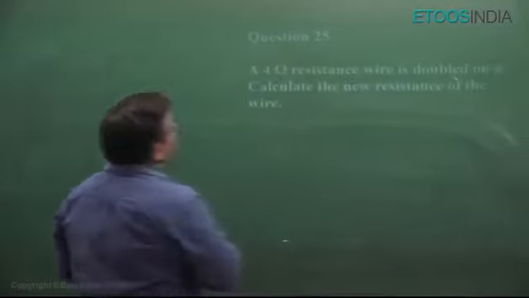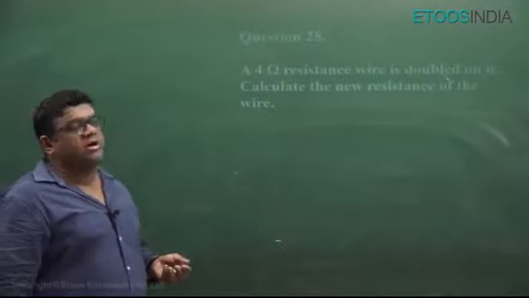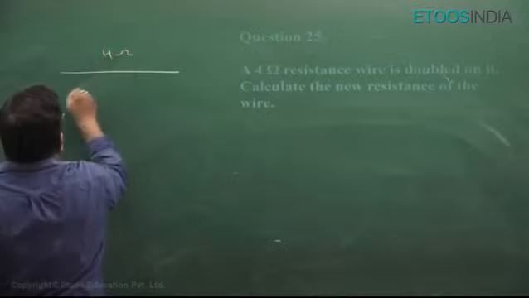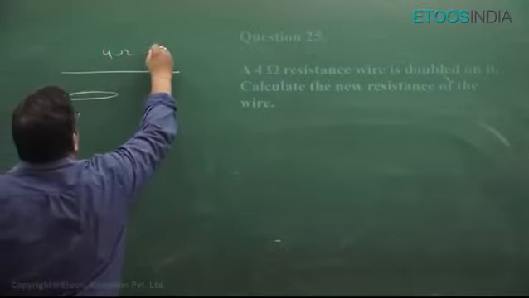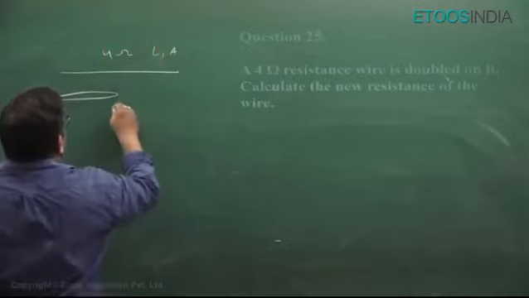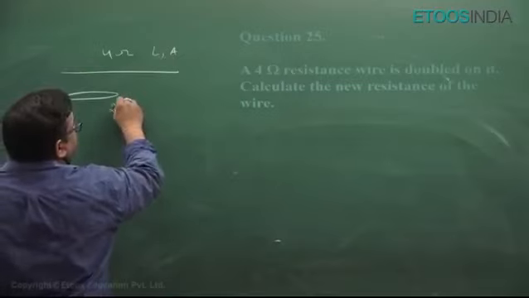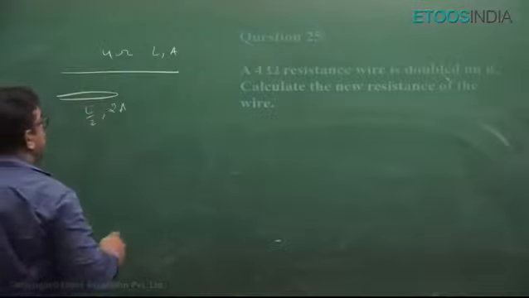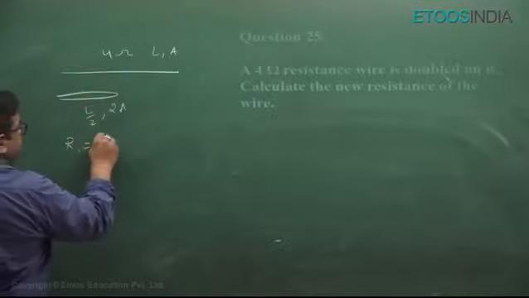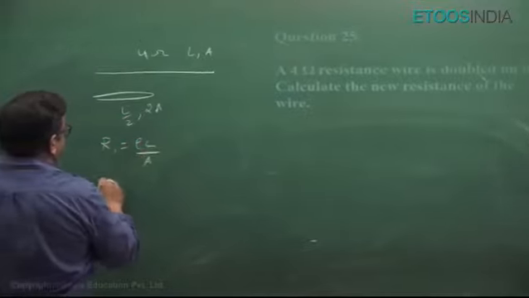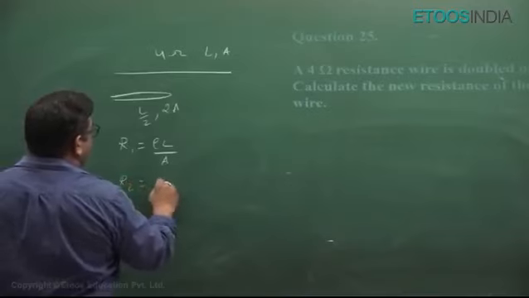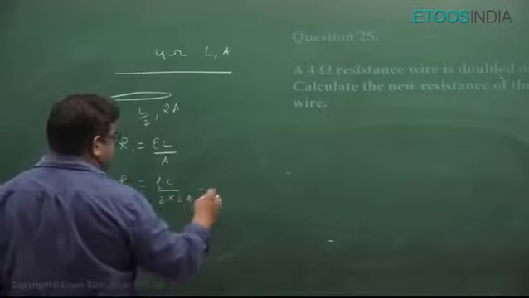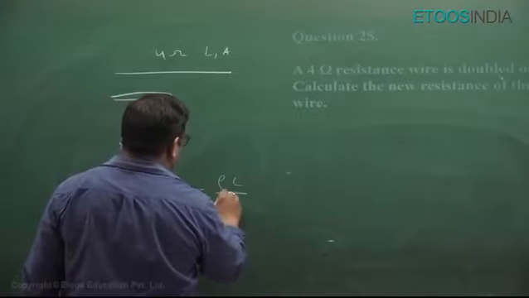It says that a 4 ohm resistance wire is doubled on itself. If the original length was L and area of cross section was A, it will be 2A and L by 2. In the same way, I'll just solve it. R1 is equal to rho L by A and R2 is equal to rho L by 2 into 2A, and the answer will be rho L by 4A.